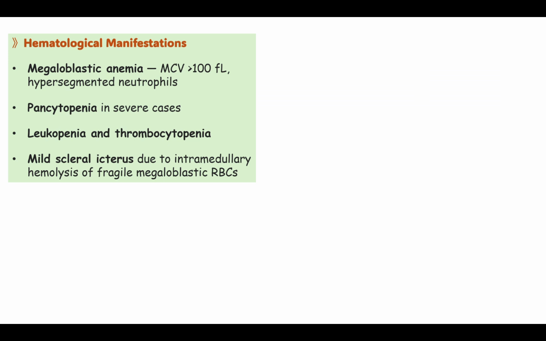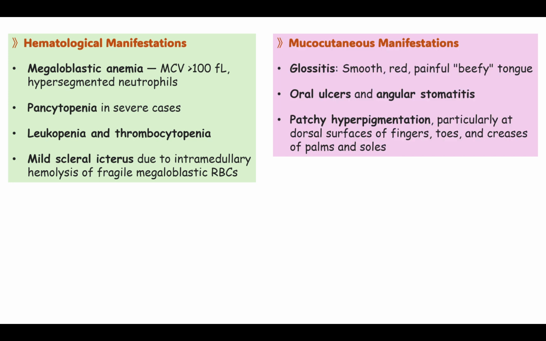The classical hematological manifestation is megaloblastic anemia characterized by an MCV greater than 100 femtoliters and hypersegmented neutrophils. In more severe cases, patients may develop pancytopenia including leukopenia and thrombocytopenia. Some patients may show mild scleral icterus due to intramedullary hemolysis of fragile megaloblastic red blood cells. Mucocutaneous features include glossitis, described here as a smooth, red, painful, beefy tongue, along with oral ulcers and angular stomatitis.